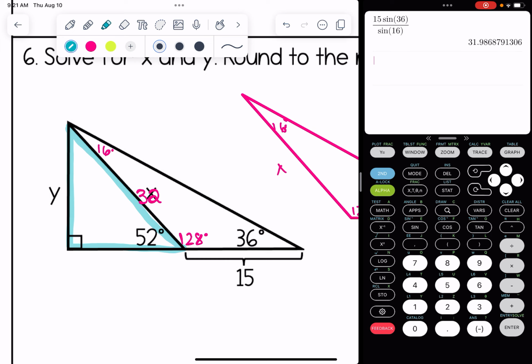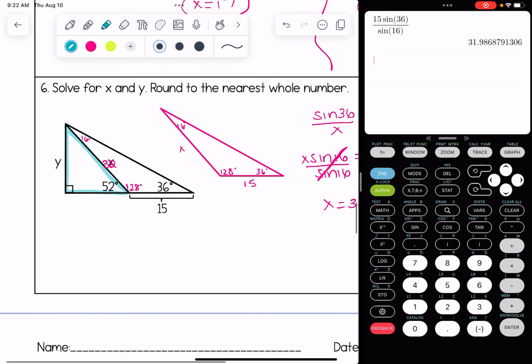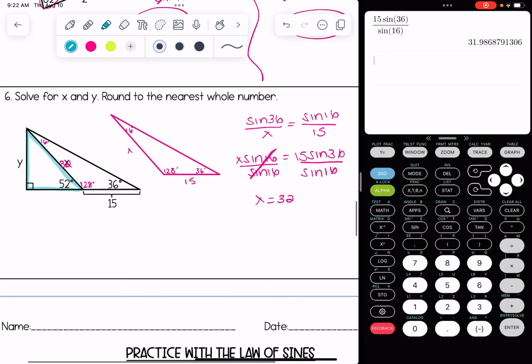So this means to find y, you're actually getting the choice. If you want to use SOHCAHTOA, you could, right triangle trigonometry basically, or if you want to use law of sines, you could. Either one will work. For the sake of this video being about law of sines, I'm going to use the law of sines example, but you don't have to. If you wanted to do it with SOHCAHTOA, that's fine.